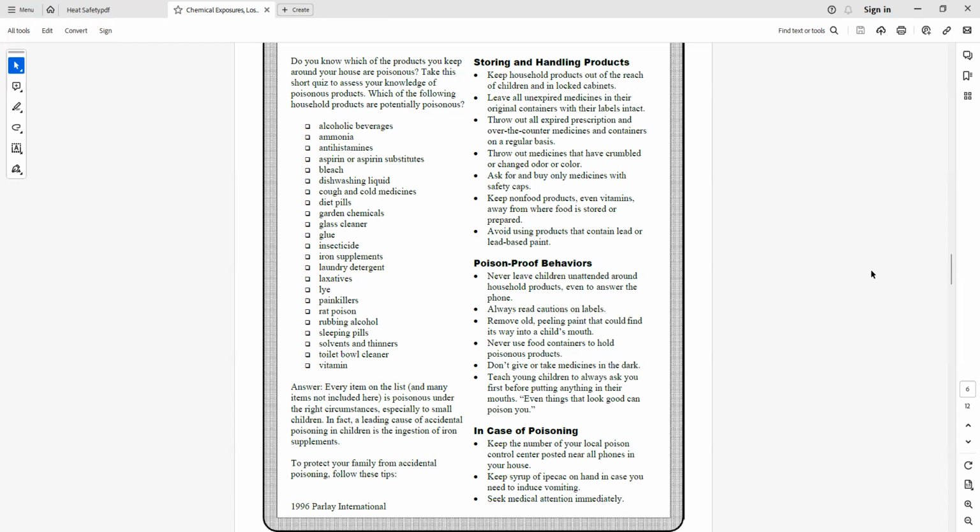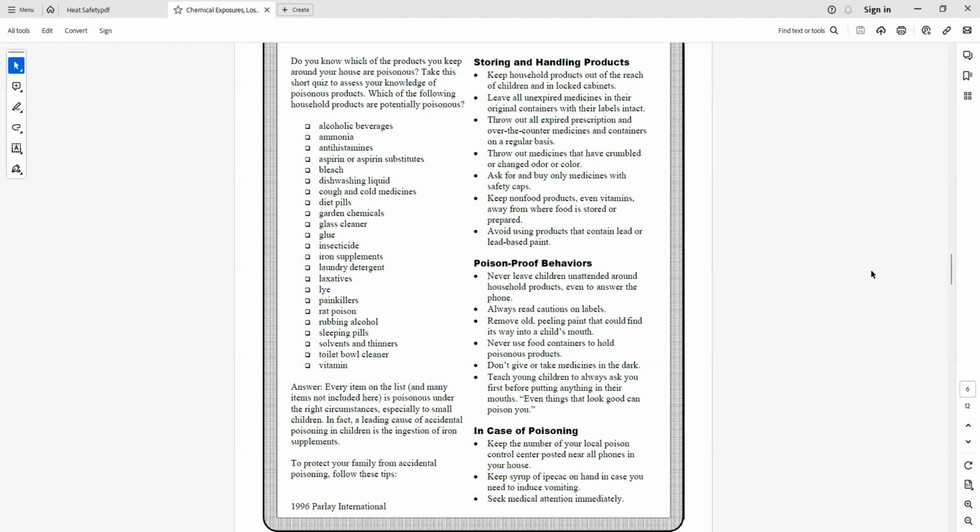Ask for and buy only medicines with safety caps. Keep non-food products, even vitamins, away from where food is stored or prepared. Avoid using products that contain lead or lead-based paint. Poison-proof behaviors. Never leave children unattended around household products, even to answer the phone.